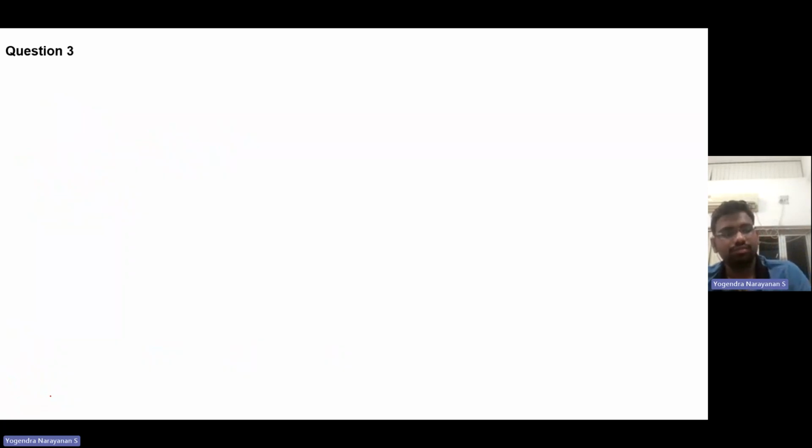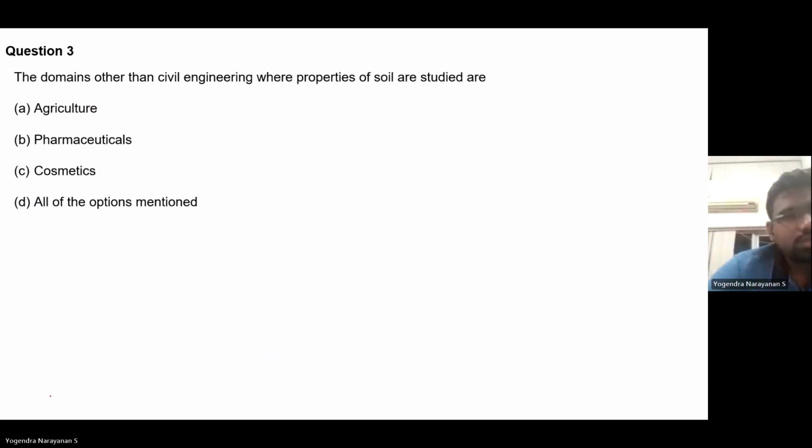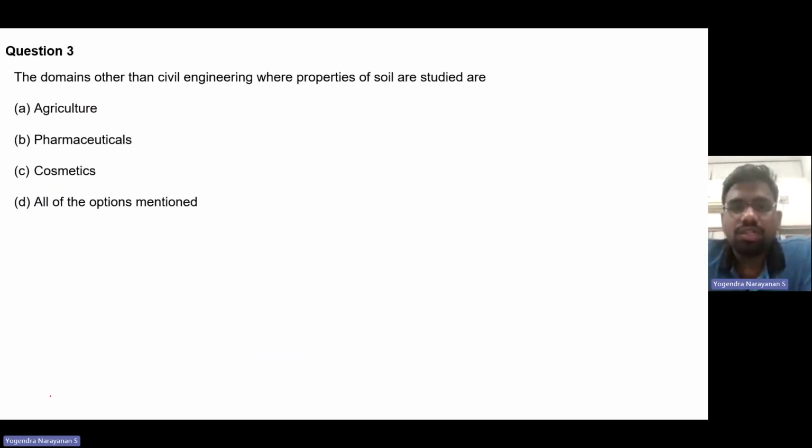So let us move to the third question. The domains other than civil engineering where properties of soils are studied are option A, agriculture, option B, pharmaceuticals, option C, cosmetics, all of the options mentioned.